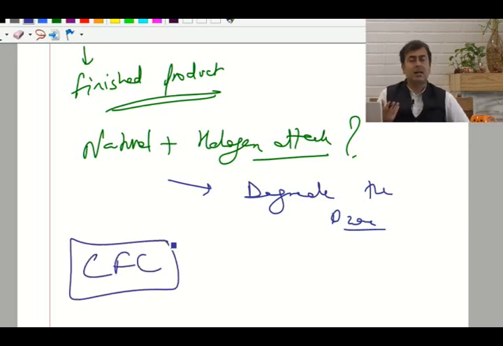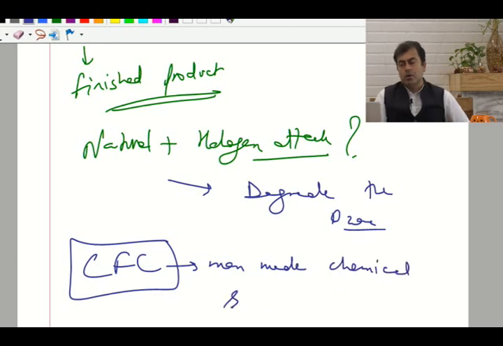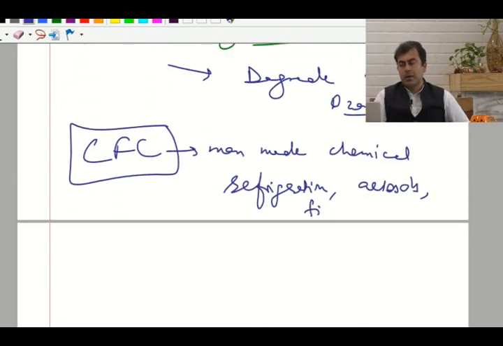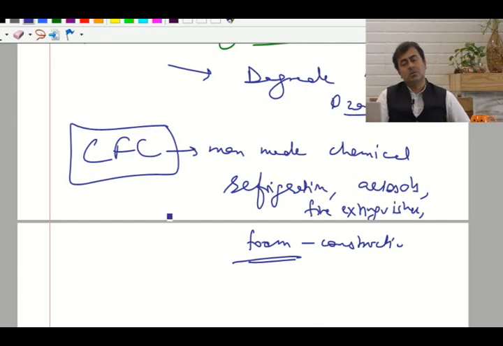So they said, CFC, chlorofluorocarbon. The question is, where did these come from? How did chlorine reach over there? These are man-made chemicals used for refrigeration, aerosols, fire extinguishers, foam for construction activities and all those things. So this is where these are used.